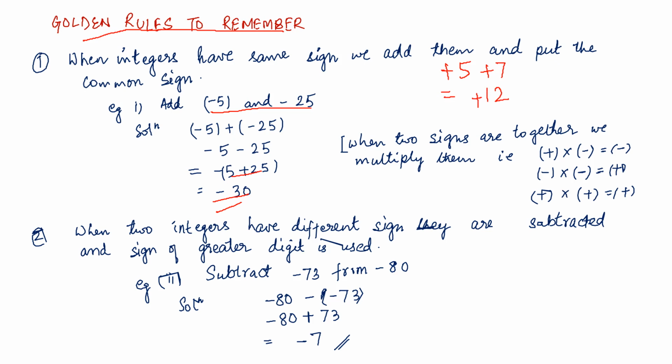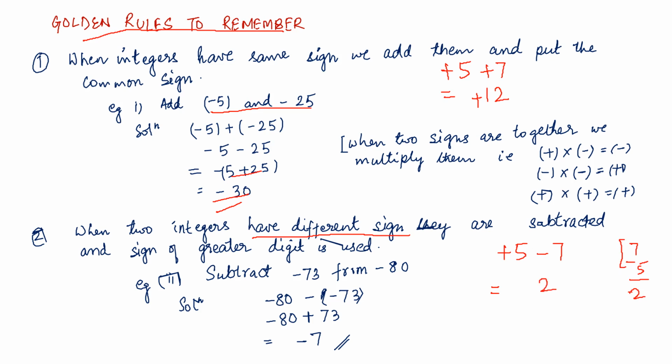The other thing is, when two integers have different signs, then what do we do? Then we do the subtraction of the greater digit minus the smaller digit. For example, if I write plus 5 minus 7, now they have different signs, so I will do the subtraction. 7 minus 5 is 2. So the answer will be 2.